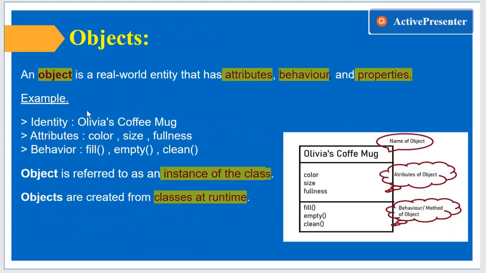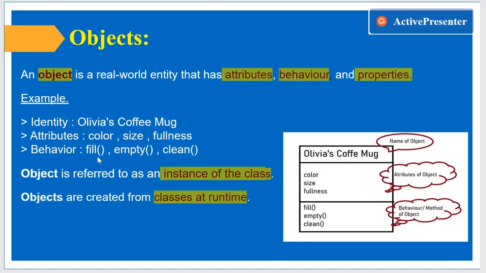So an object is a real world entity that has identity, attributes and behavior. So what are the attributes? What is the behavior? Let's see. Example, identity: Olivia's coffee mug is the name of the object. You can see this in the diagram here. This is the name. The attributes: the coffee mug has color, size, and another attribute I took is fullness, full or empty.